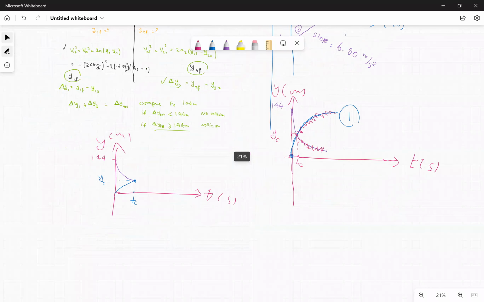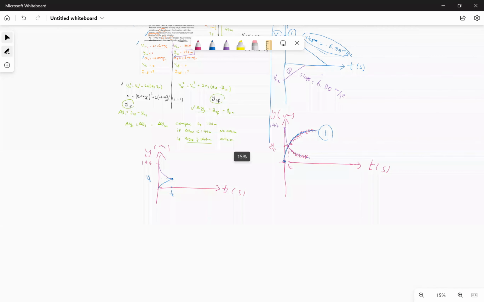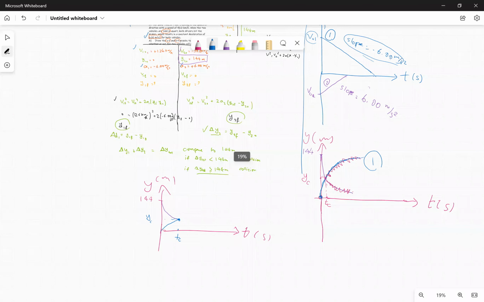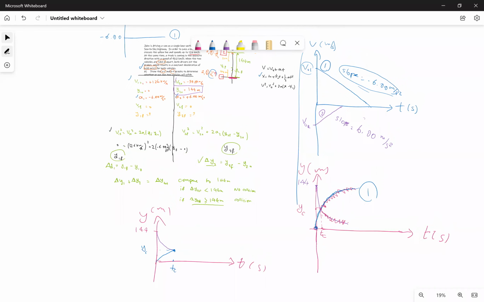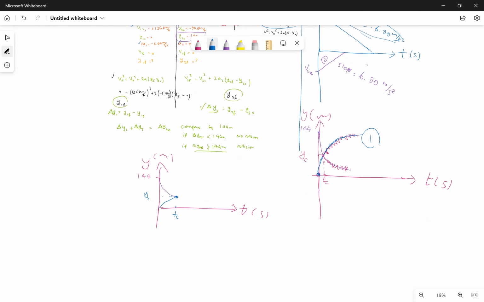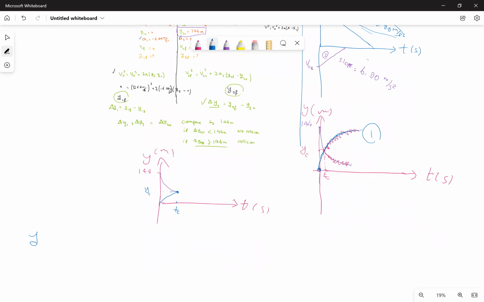If you remember in class, I asked you to find out tc at least. You can find out tc or YC easily. The only thing that you need to do to find tc is to use this second equation. So let's write it down for each of them. y is going to be equal to y0 plus v0t plus half at squared. And for the other car, y is going to be equal to y0 plus v0t plus half at squared.